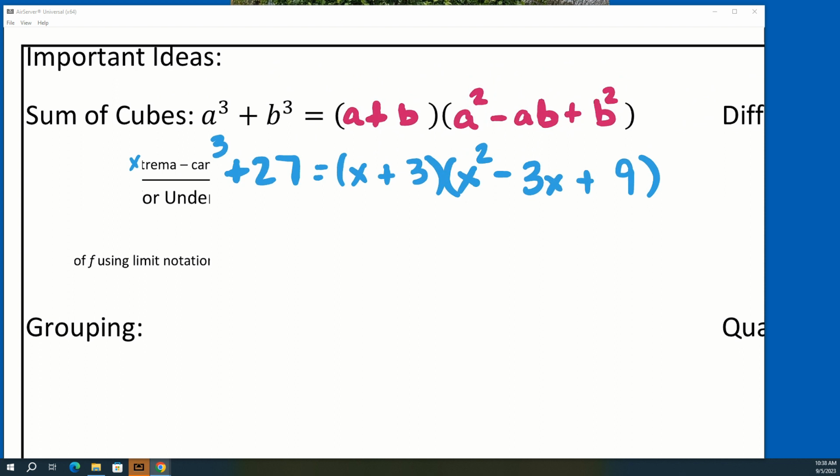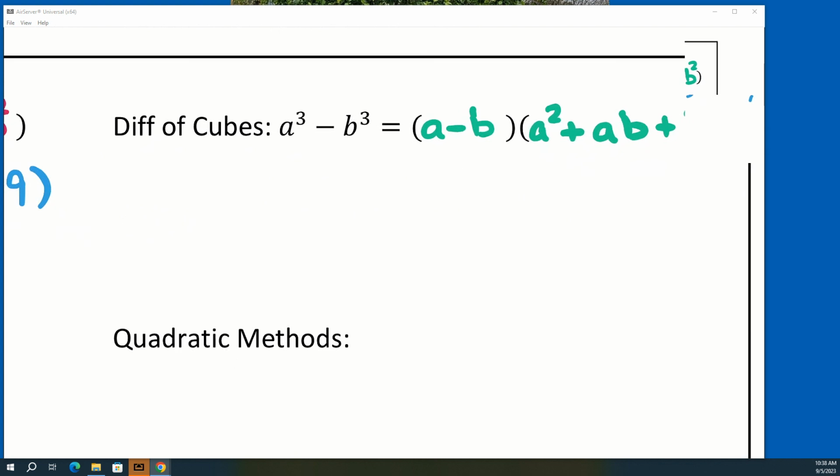And then almost all the time, this will not be able to factor further. So this trinomial cannot factor. The only time you would be able to do it is if it was like x to the 6th, and we're not doing any of those, not today anyway. All right, let's look at another example of difference of cubes.